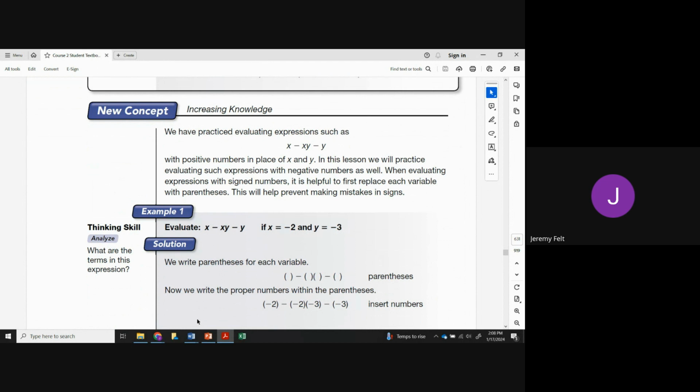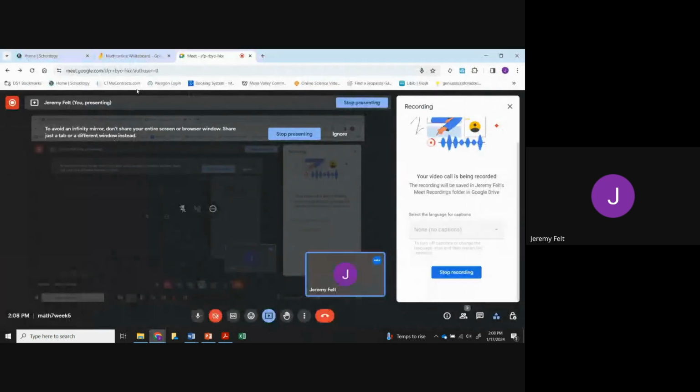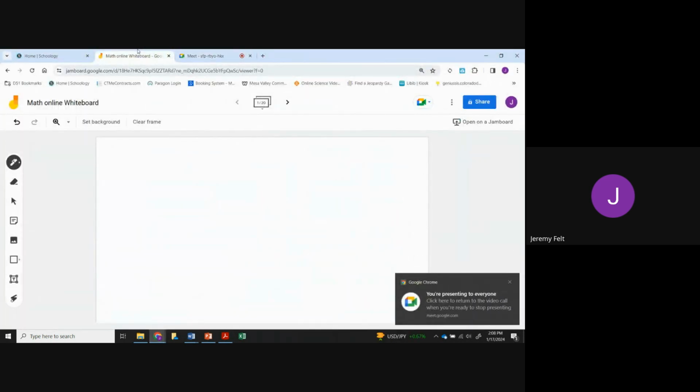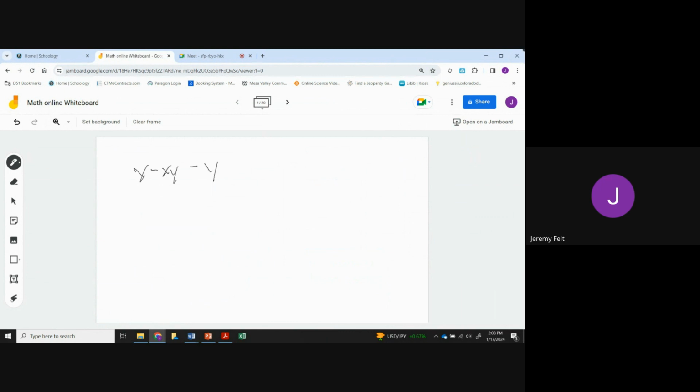We're going to go ahead and plug these in. Get caught up on the page so I'm not flipping back and forth rewriting this. Okay, so we come in. We have x minus xy minus y, and then we're told to put in -2 for x and -3 for y. So as you can see, we have a lot of negative signs.